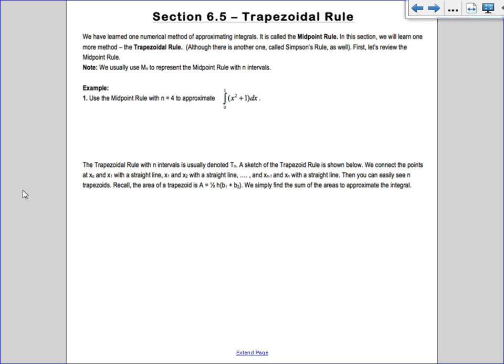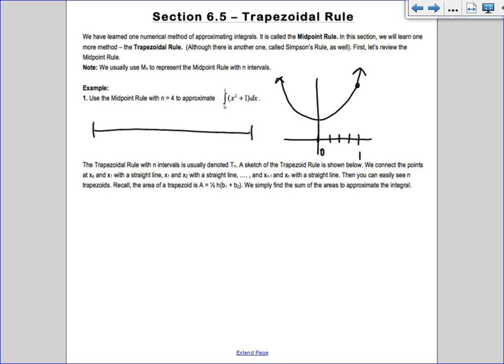So the midpoint rule, remember if I gave you the integral of x squared plus 1, you would think about what x squared plus 1 looks like, and you'd go from 0 to 1, with n equals 4. So basically, you're going to divide it into 4 pieces. A lot of times I drew a really big number line to help you, because it got a little bit confusing, and I wrote those numbers in.